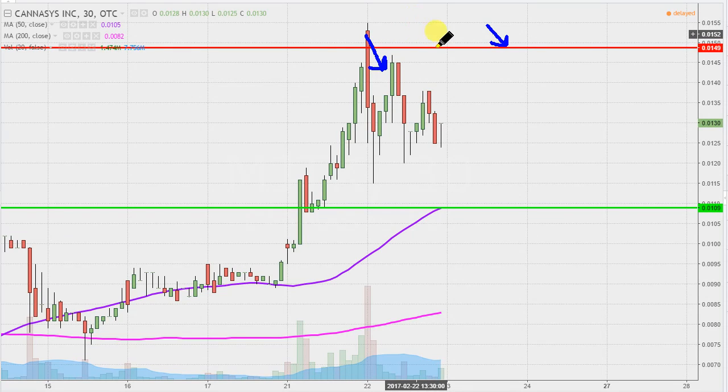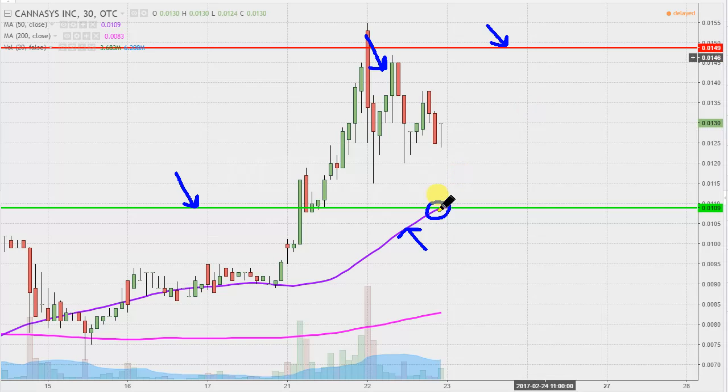And then the other key overall level that I talked about yesterday, down here at 0.011. Although this is about to not become irrelevant, but more so just become second priority, because as you see right here, the purple line, which is kind of the overall trend indicator, is about to cross over. That is the 50-period simple moving average.